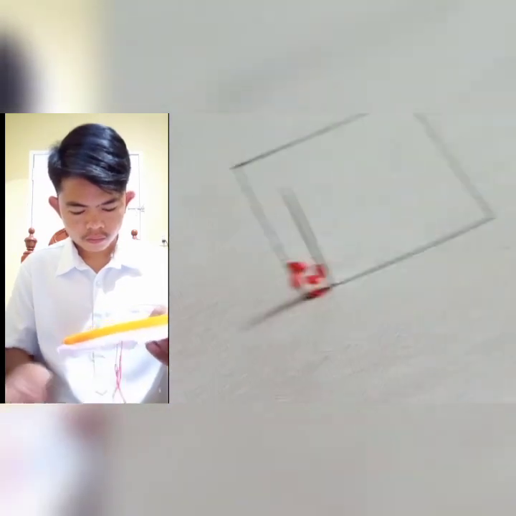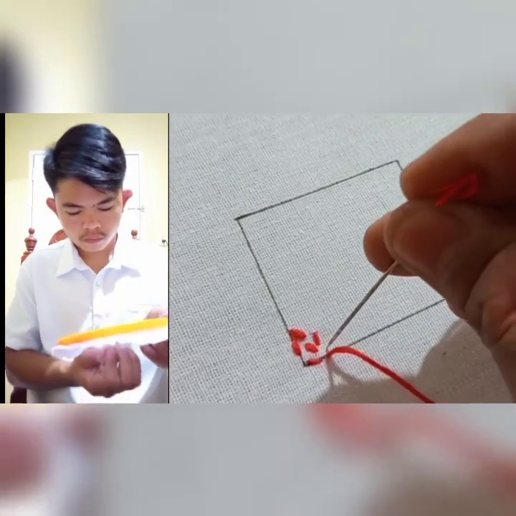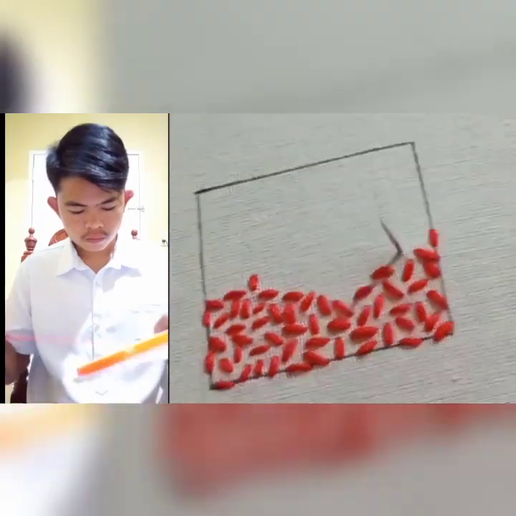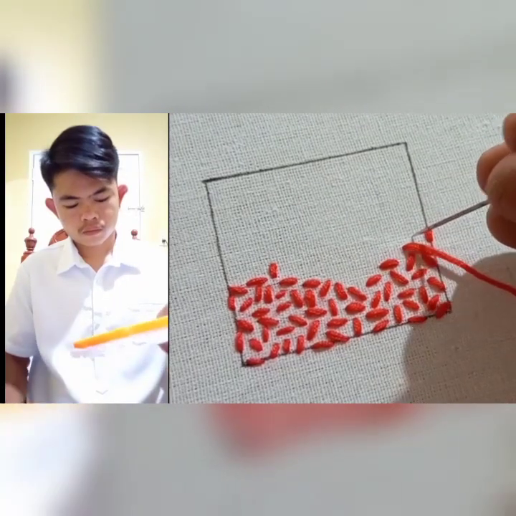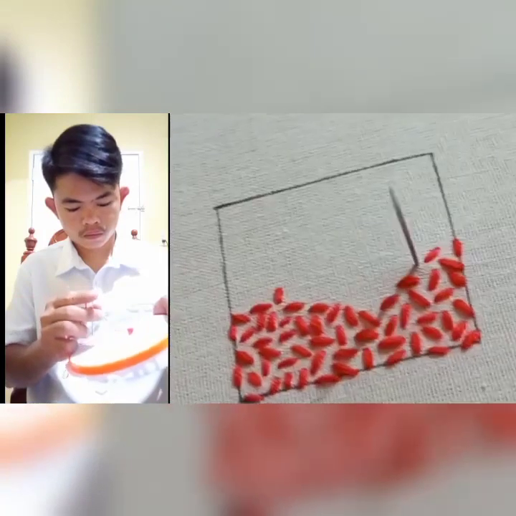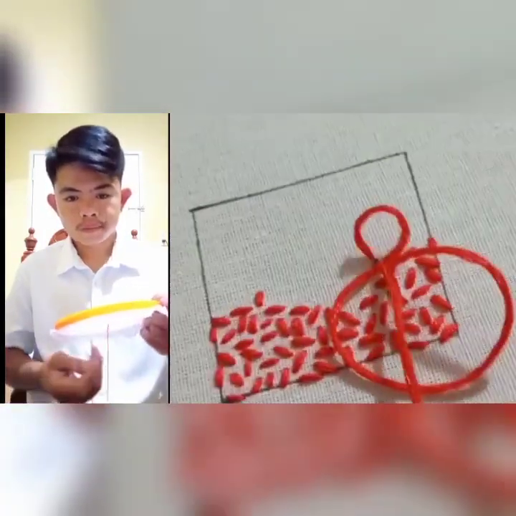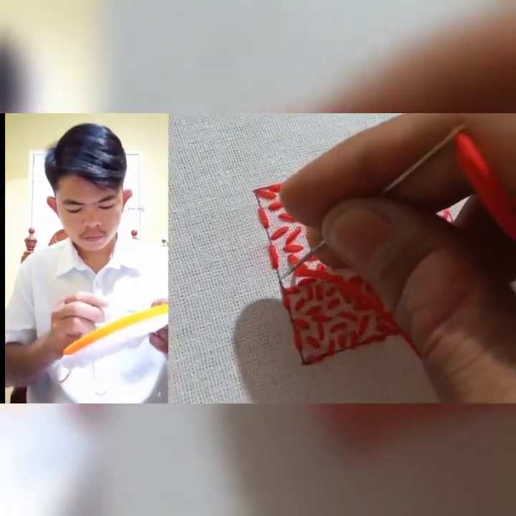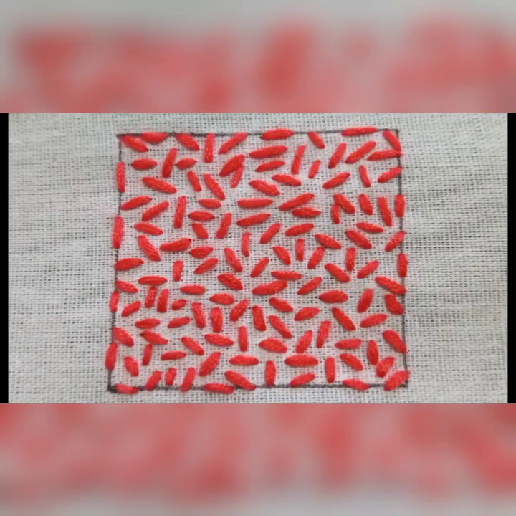Bring your needle up, bring the needle down. The hardest part is just trying to make them all in random directions. So just keep doing that until you have filled up the entire area with little seed stitches. You can also choose to make all of your stitches in the same direction. And that's how you do a seed stitch.